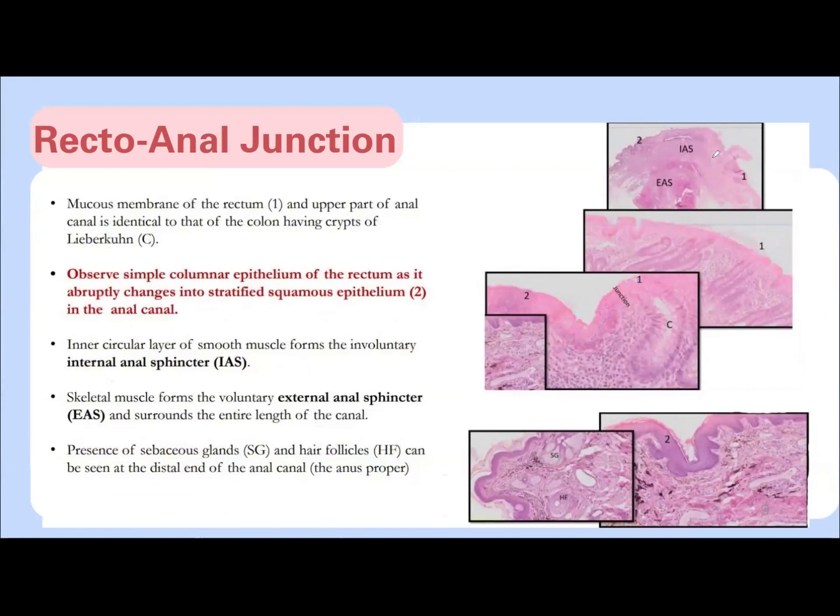Okay. And if you look at this picture right here, the importance of this picture is that you can see the internal anal sphincter and the external anal sphincter. Okay. And if they give you in the OSPE a really big picture, a really zoomed in picture, such as these two right here, how to know you're in the rectoanal junction?